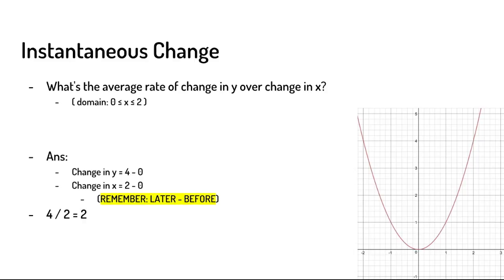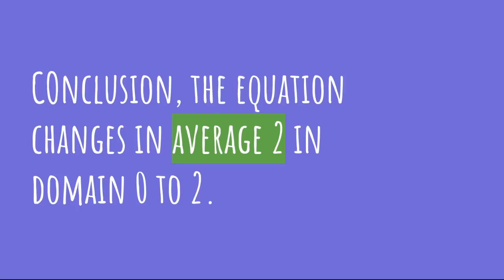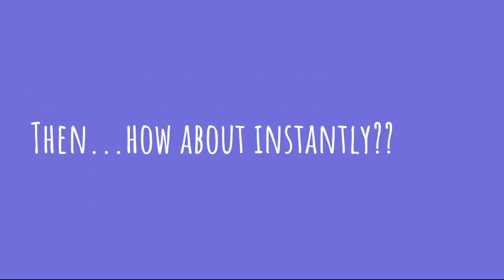So going back to where we were, 4 divided by 2, because I asked for the average rate of change in y over change in x. So 4 divided by 2, where 4 is the change in y and 2 is the change in x, equals 2. So that's the average rate of change of this function from 0 to 2. That's the conclusion: the function changes on average 2 in the domain 0 to 2.